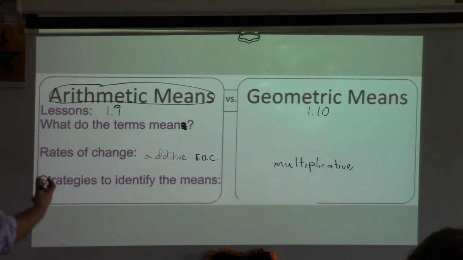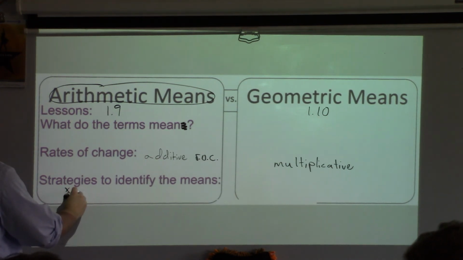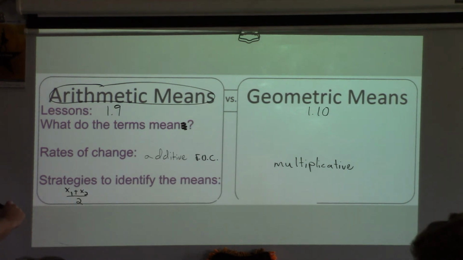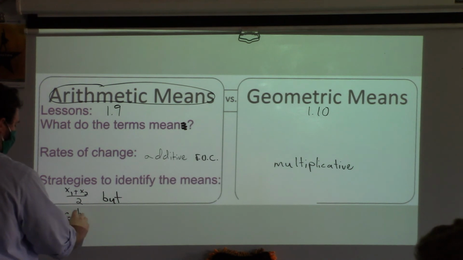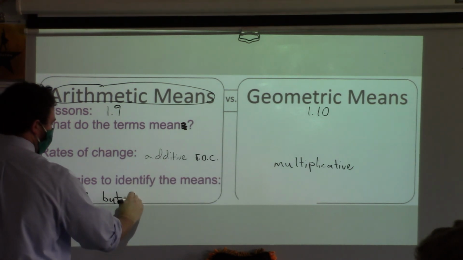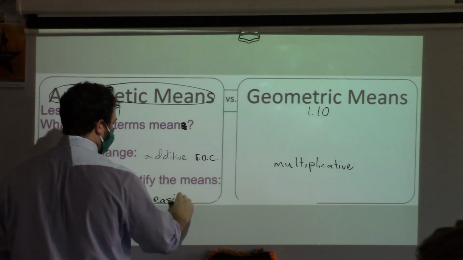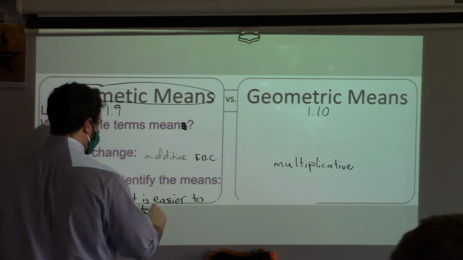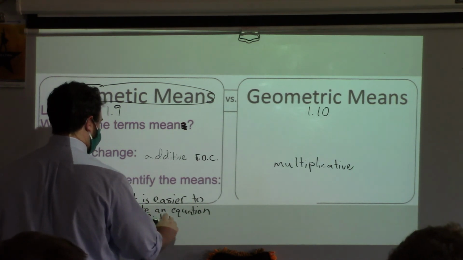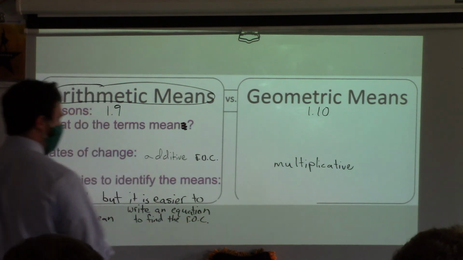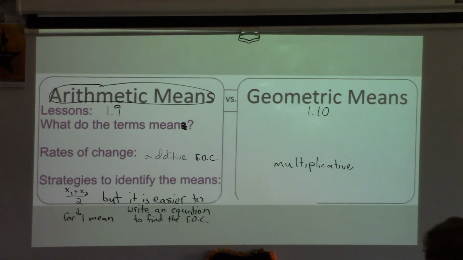One thing I will point out, an arithmetic mean is honestly what we normally think of when we think of a mean. It is two numbers being added together, divided by 2. That is not necessarily the most efficient way to find an arithmetic mean, because that only gets you one mean. Sometimes we have lots of means to do. It is easier to write an equation to find the rate of change.